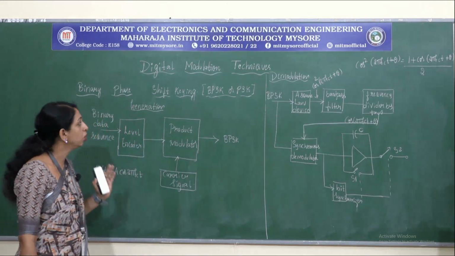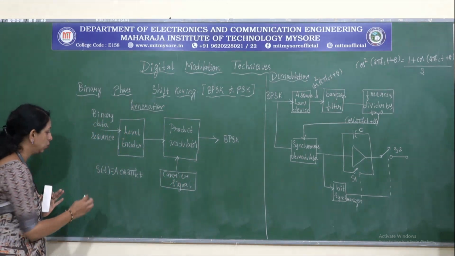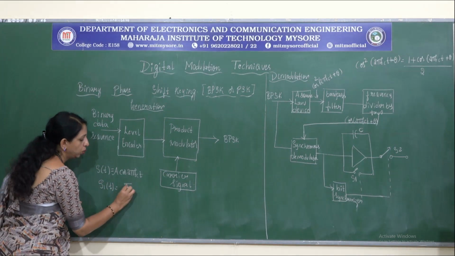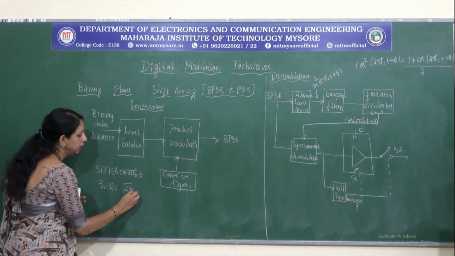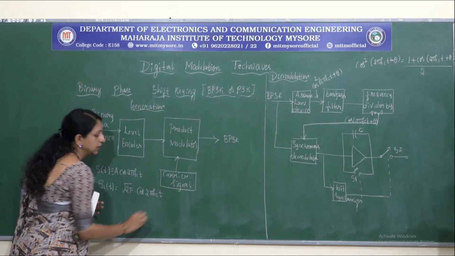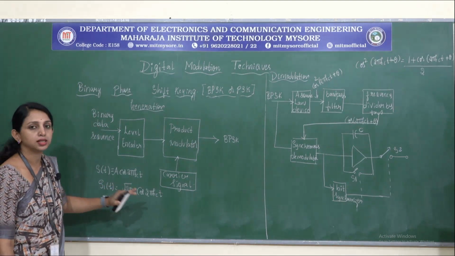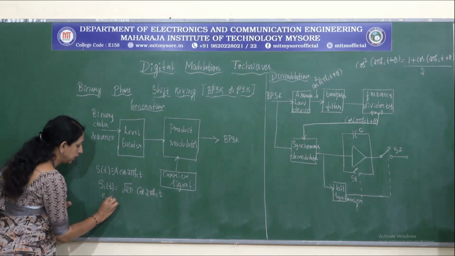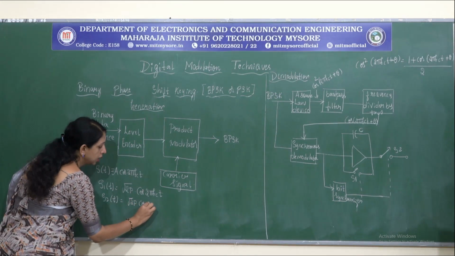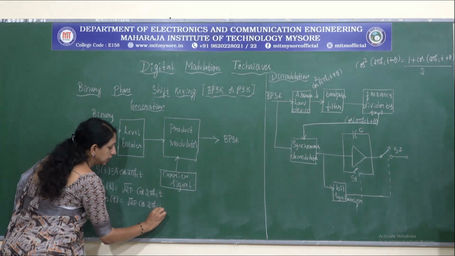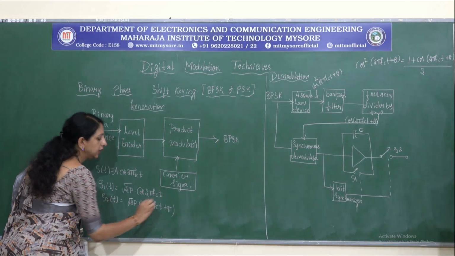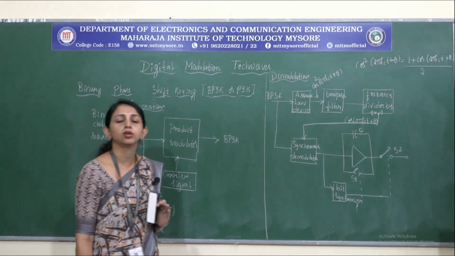From this, consider the input with different equations for switching between the two values. One is S0 of t, which can be written as the square root of P times cos of 2 pi f t, the same as the input. Let it be A. The second one, S1 of t, is the square root of P1 cos of 2 pi f t plus theta. If the signal is high, theta takes the value pi.